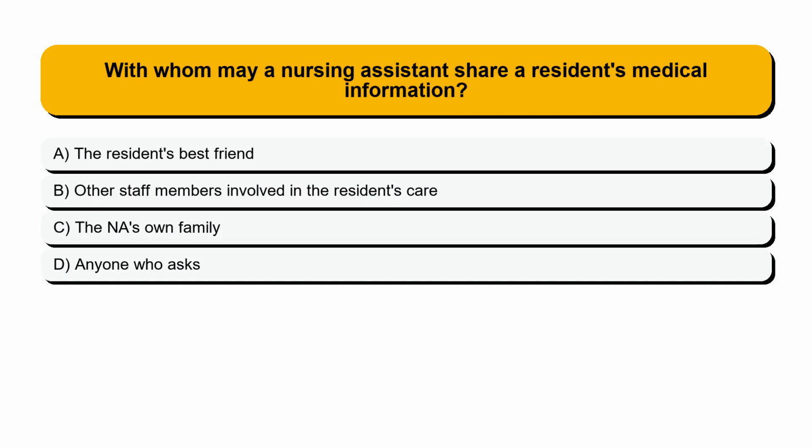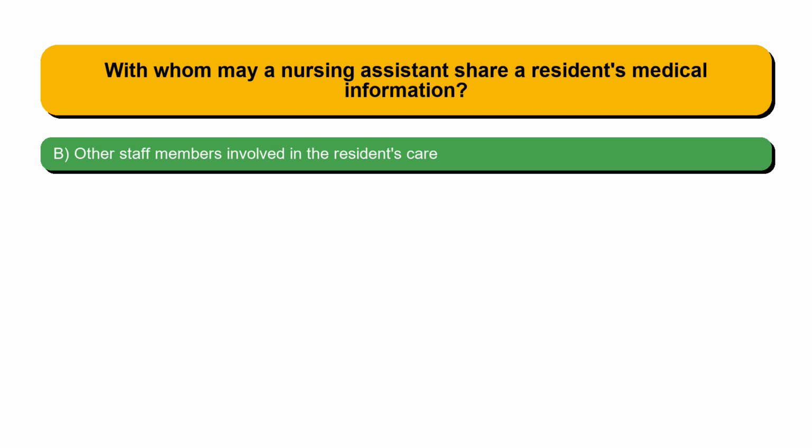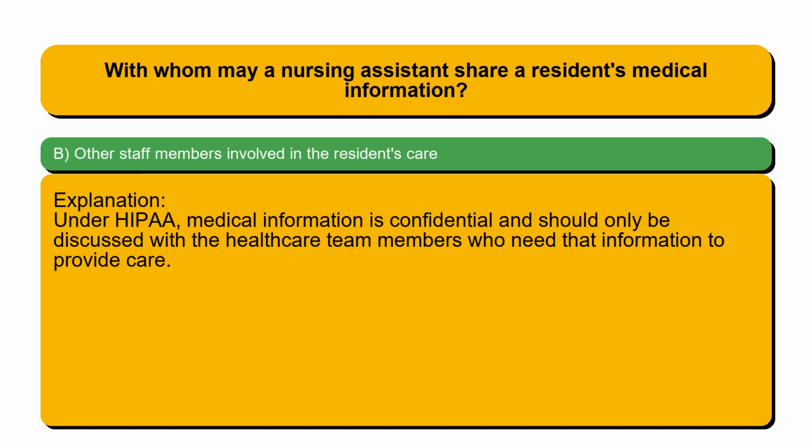Question 3. With whom may a nursing assistant share a resident's medical information? Option A. The resident's best friend. Option B. Other staff members involved in the resident's care. Option C. The NNAAP's own family. Option D. Anyone who asks. The correct answer is option B. Other staff members involved in the resident's care. Under HIPAA, medical information is confidential and should only be discussed with the healthcare team members who need that information to provide care.